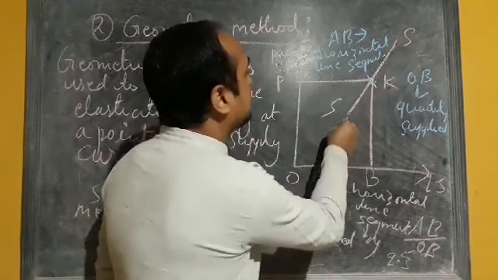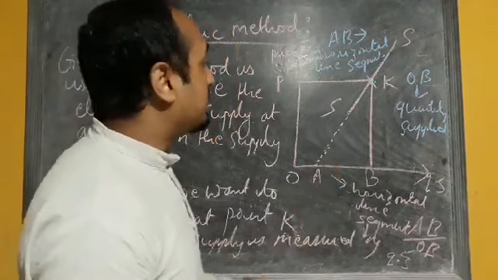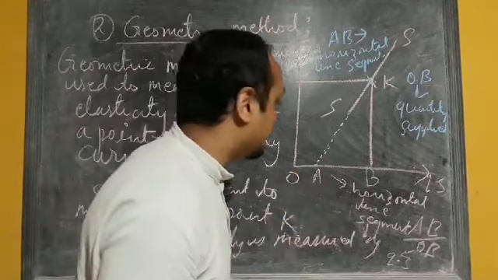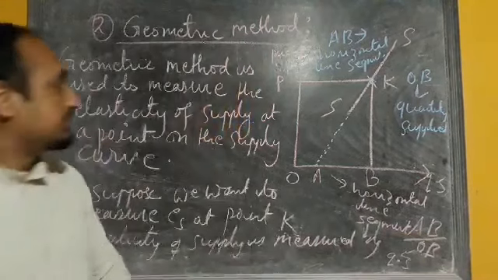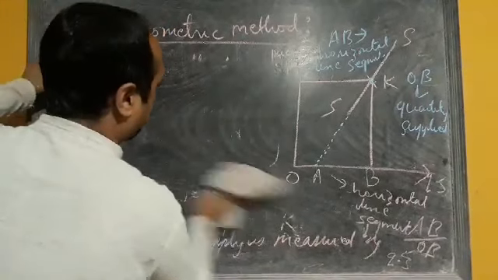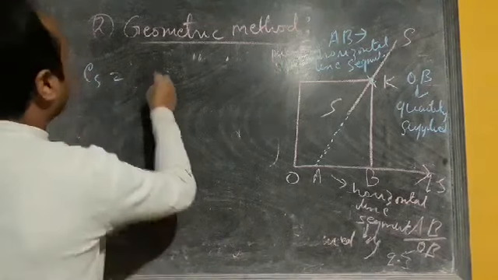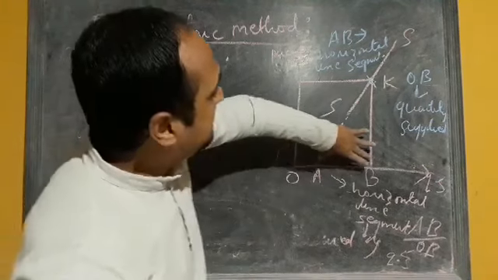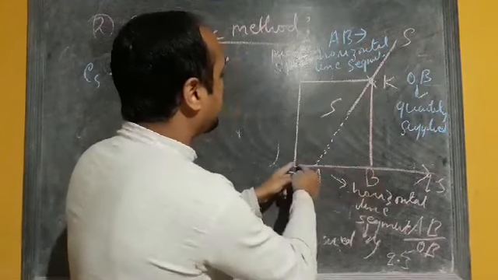Now we have extended this supply curve to point A. Now we can measure the elasticity of supply by the geometric method by using this formula, AB by OB. E is equal to the ratio of AB by OB. AB, as I said, is the horizontal line segment. So this is your AB and this is your OB.